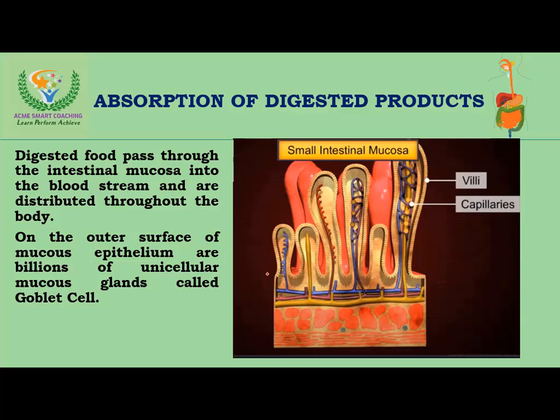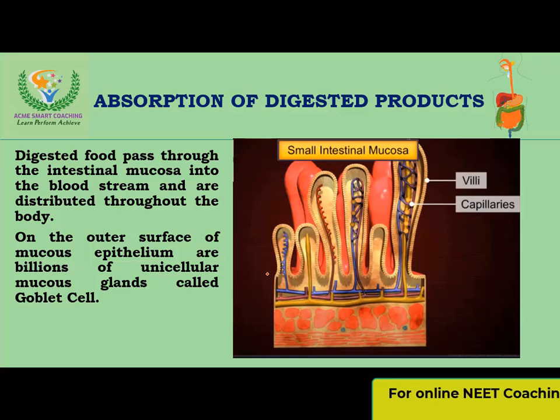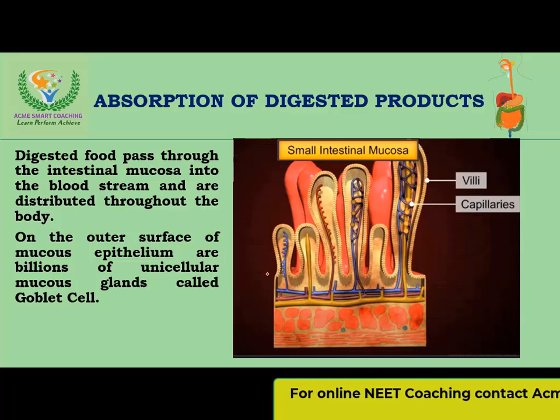On the outer surface of the mucous epithelium are billions of unicellular mucous glands called goblet cells. These goblet cells are called unicellular glands. If a question is asked, name one unicellular gland, it is a gland made up of a single cell.